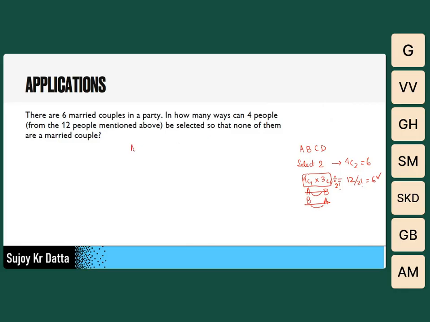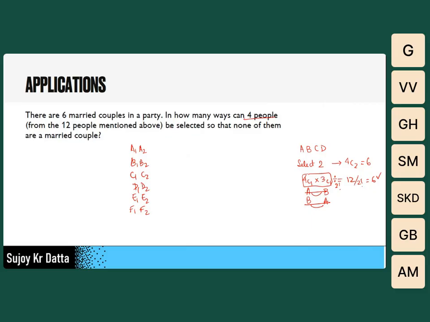So now let's come back to this question. So there are 6 couples. Let's call them A1, A2. That's for couple A, then couple B. So these are the 6 couples. And now we have to select 4 people such that none of them are couples. So that means I cannot select A1 and A2 both.